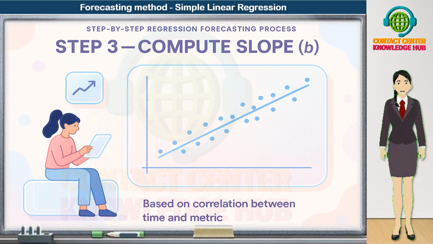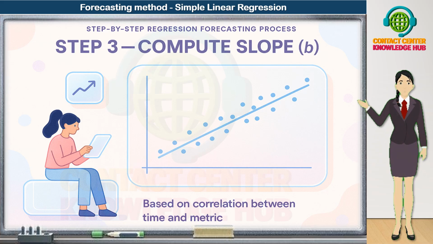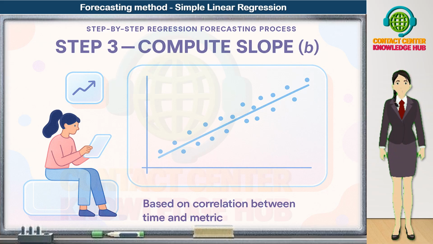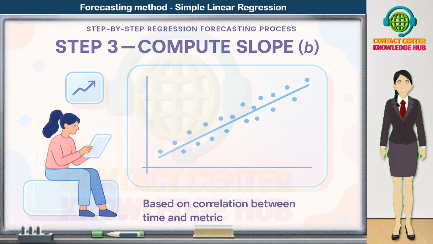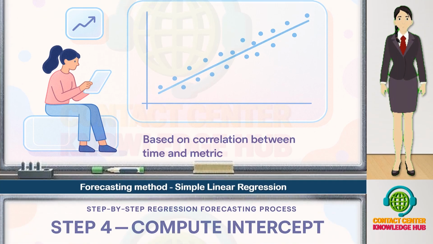Step 3. Compute the slope, represented as b. The slope shows how much the metric changes with each step in time. To calculate it, we use the correlation between the time index and the metric you are forecasting. A positive slope means the value is rising over time. A negative slope means the value is declining. In simple terms, the slope tells us the direction and the strength of the trend.